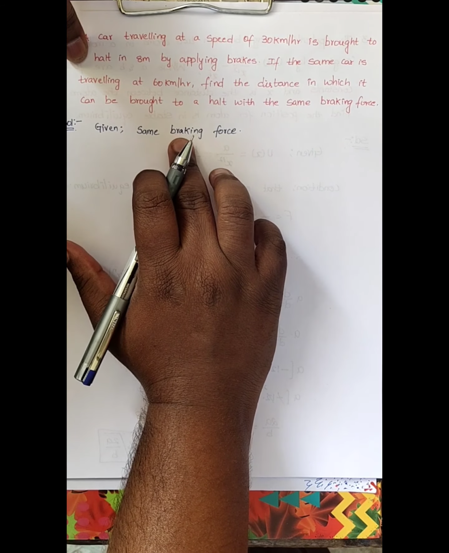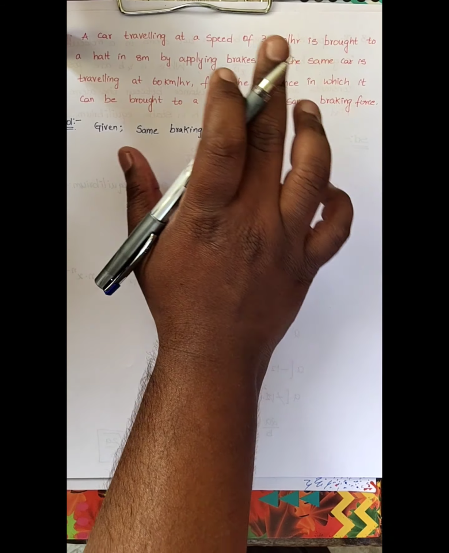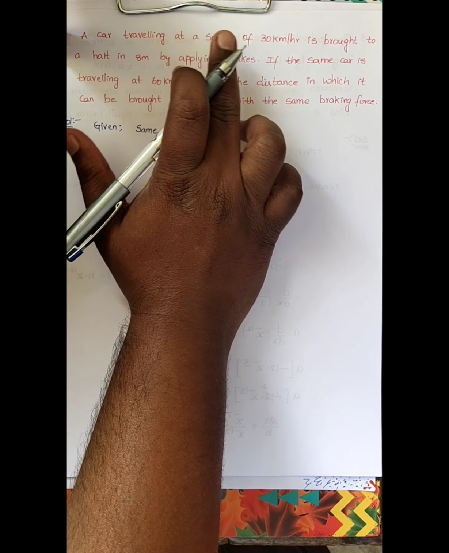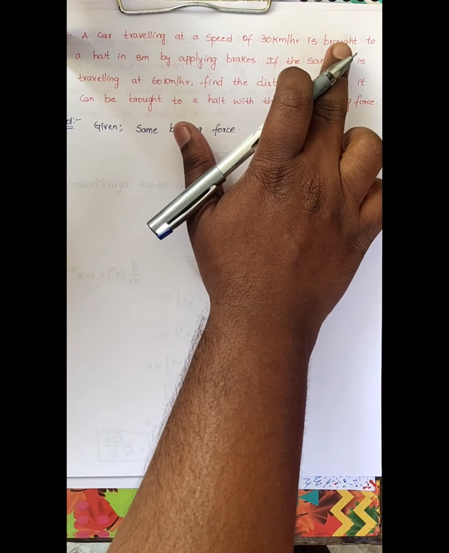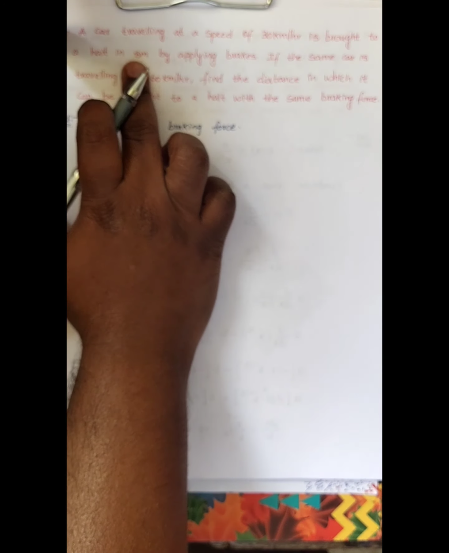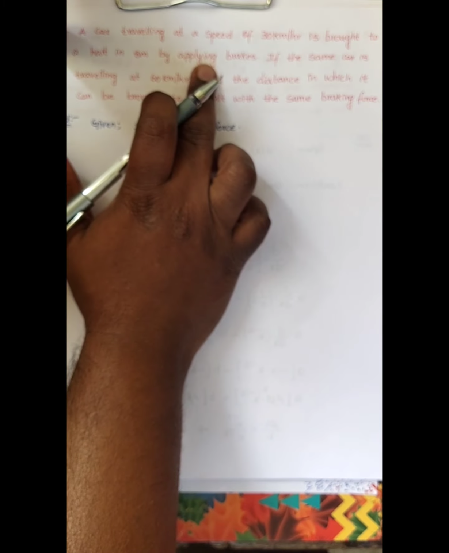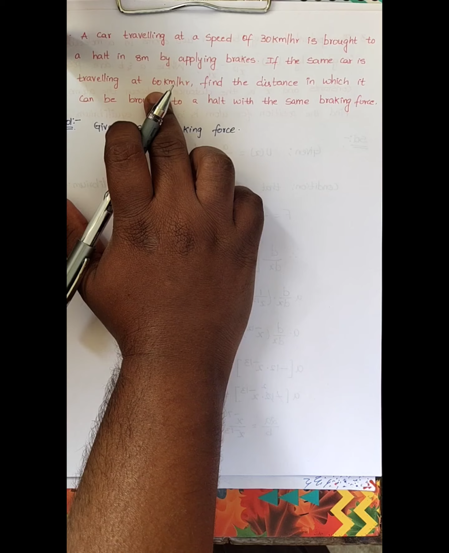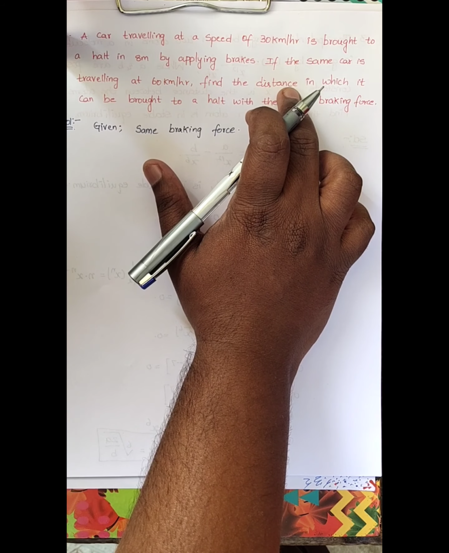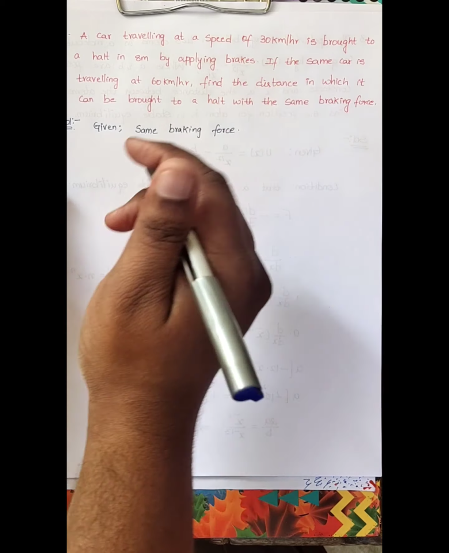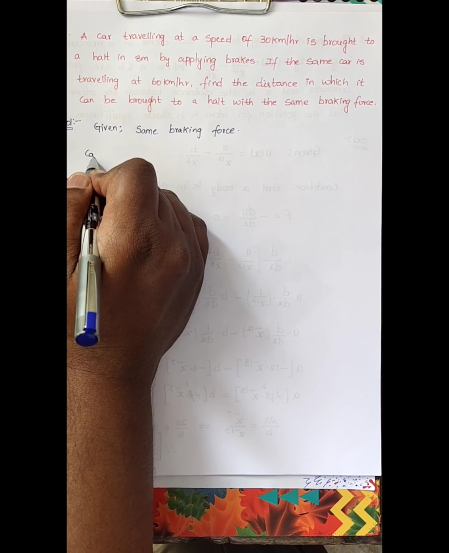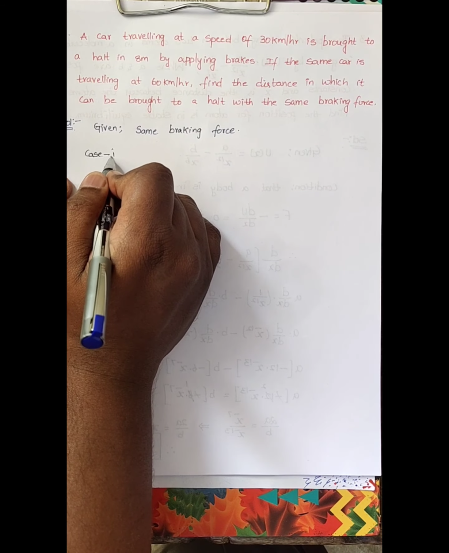it is given that the same braking force is given to the car which is initially traveling with 30 km per hour and it was stopped in 8 meters by applying brakes. And then if the same car is now traveling at 60, how much distance will it take to stop? That is the question. So there are two cases in this. So using case 1, first of all, let us see.